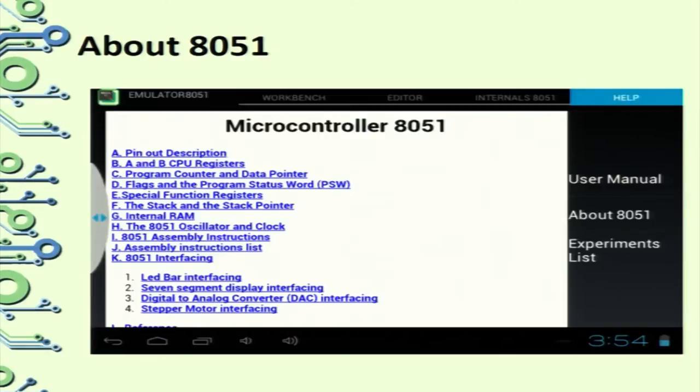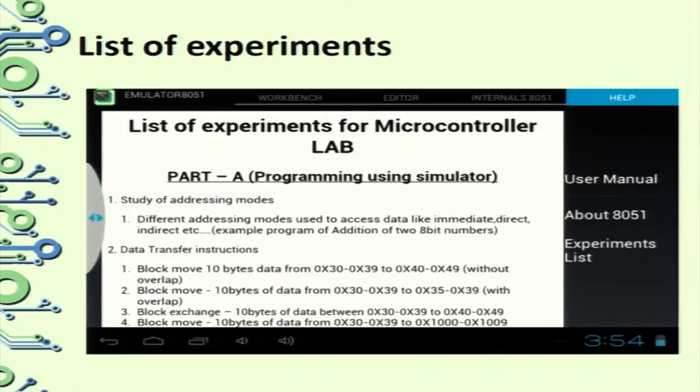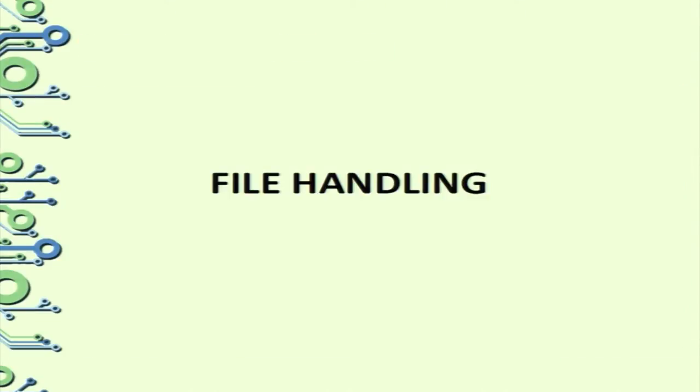And moving to the about 8051, it gives the very basic information about the 8051 microcontroller, that's its architecture, its interfaces with different circuits, and the assembly instructions. And the experiments list consists of some experiments for the user so that he can perform these experiments on a workbench and can see the animated output here. Now I would call upon Alekia to continue the presentation.